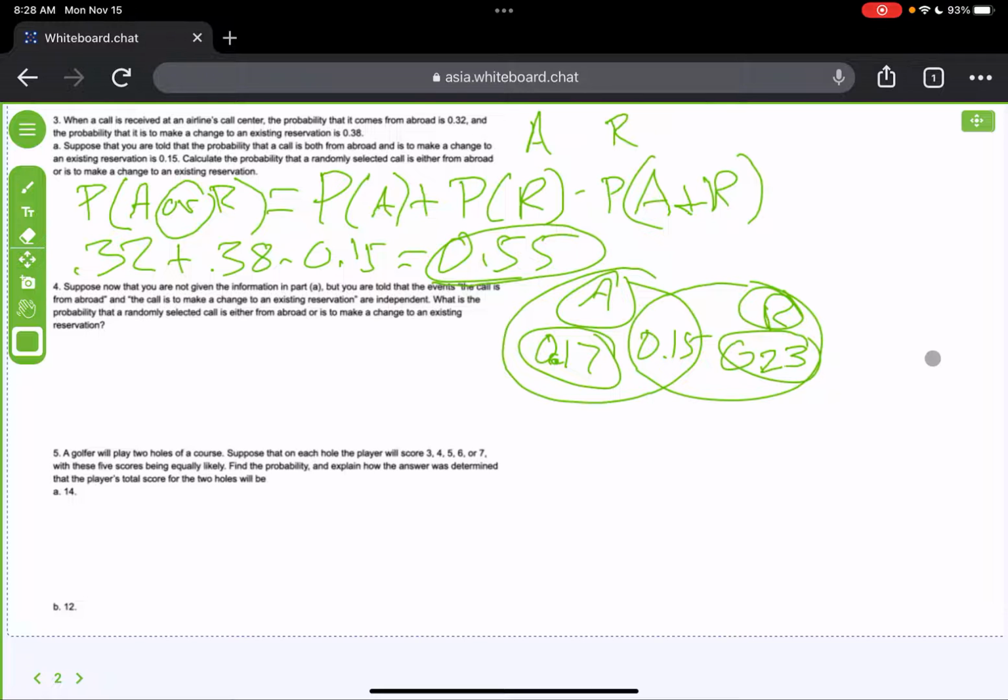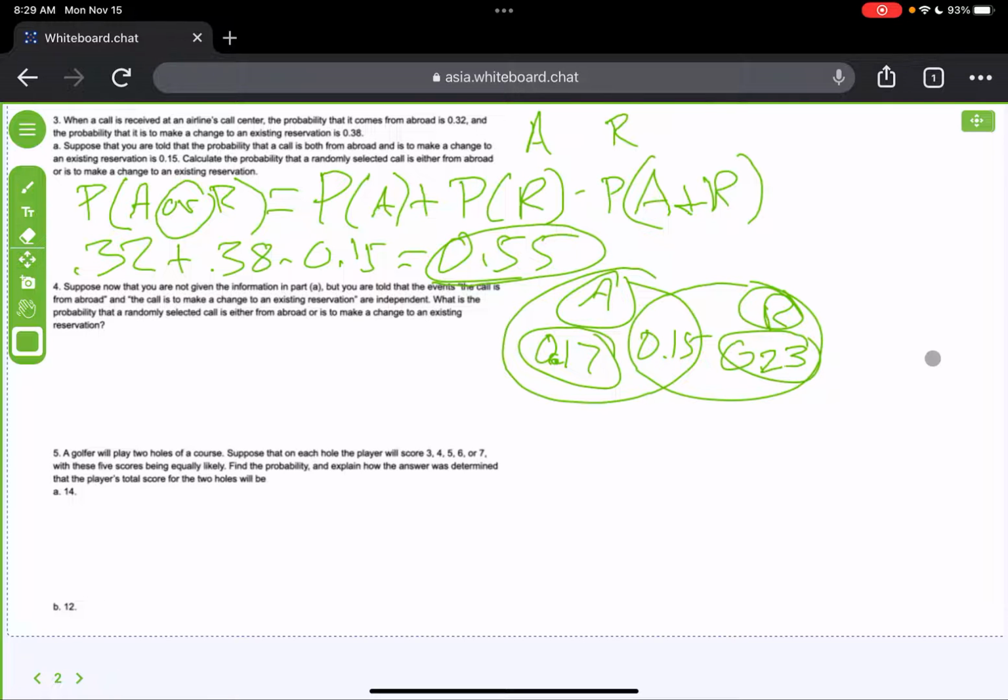Okay? I just said if you want to look at it in the scheme of a Venn diagram, what does it look like? And then it says, calculate the probability that a randomly selected call is either from, okay, that's what we did. Now, number 4.